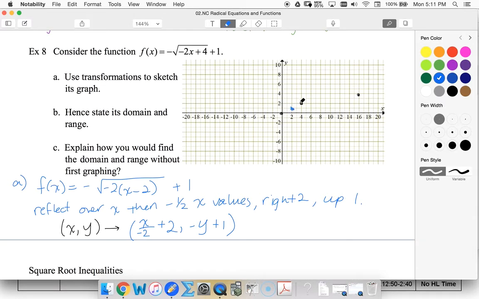The point 4, 2. So 4 turns into negative 2 plus 2 is 0. And then 2 becomes negative 2 plus 1. So that's negative 1. So I've got 0, negative 1 as my next point. 16, 4 turns into negative 8 plus 2 is negative 6. 4 turns into negative 3. So negative 6, negative 3.